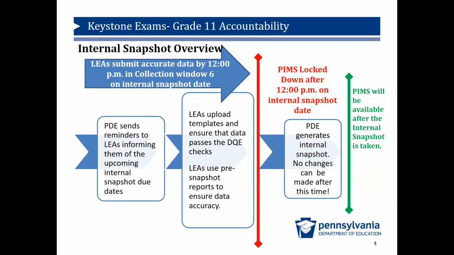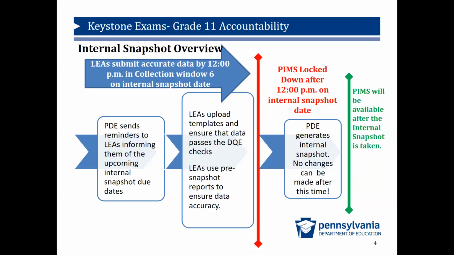In the first of 3 blocks, the graphic begins with PDE sending communication to LEAs reminding them of the internal snapshots. Next, LEAs upload the student and school enrollment templates to PIMS. The LEAs then run the pre-snapshot reports to verify accuracy of the data submitted. There is no correction window. This should all occur before the internal snapshot date.